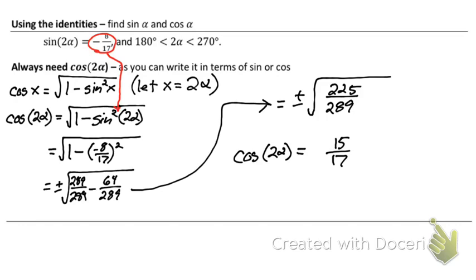Now we just have to decide if it's positive or negative. So now we go back up here and it says cosine of 2 alpha. So I'm looking at this double angle. That double angle is in quadrant 3. So we just ask ourselves, is cosine positive or negative in quadrant 3? You do All Students Take Calculus, tangent is positive in quadrant 3, everything else is negative. So that means cosine must be negative 15 over 17 because we're in quadrant 3.